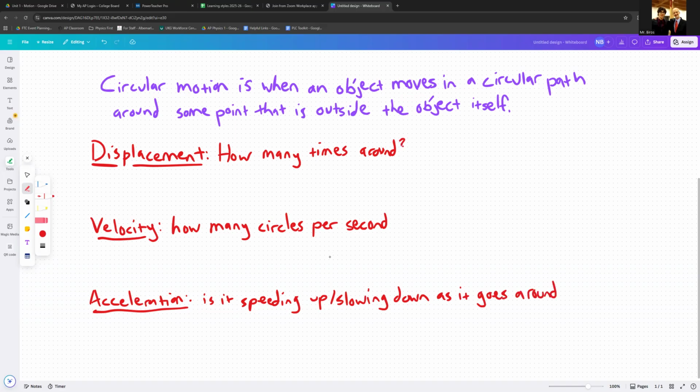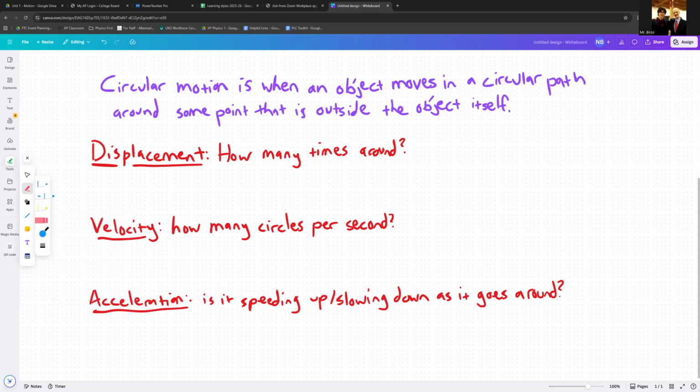Okay, so these are the questions we can answer to get our kinematics circular motion values. How many times around does it go? Is like how far is it going? How many circles per second? How fast does it go? And is it speeding up or slowing down as it goes around? Okay, so we're not going to use meters per second, or meters per second squared for measurements on this.